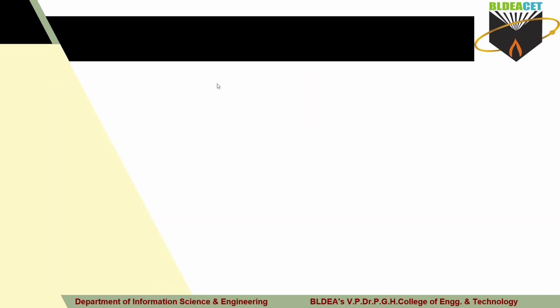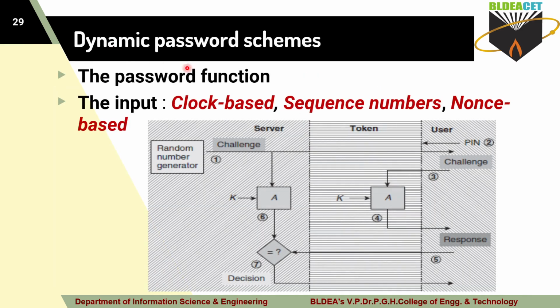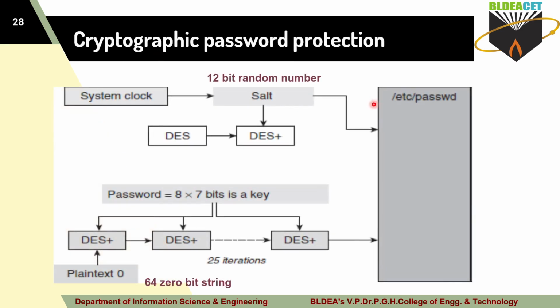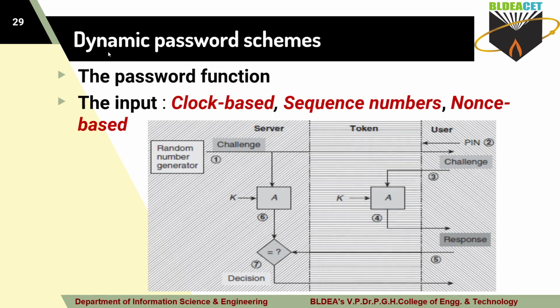Okay. Next is the dynamic password scheme. So what password scheme have I used until now? This password scheme is static. As I told earlier, 12-bit random numbers are used as a salt, and using that you are modifying the DES algorithm and the plain text, and this procedure is repeated and static. So instead of going for static you can also go for dynamic password schemes.